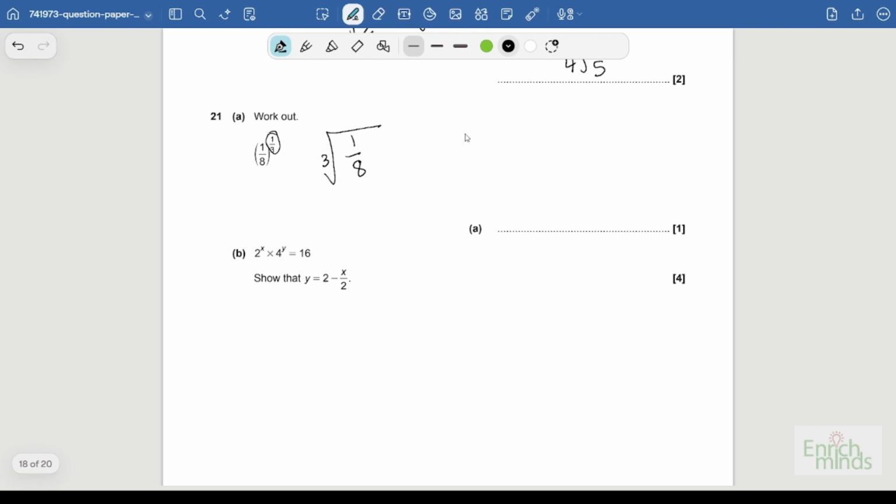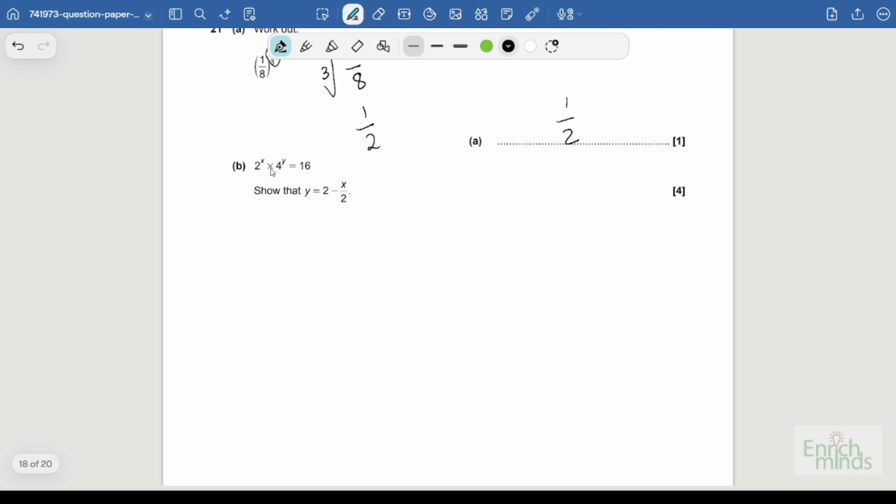Well, 8 is a cube number. You get it by 2 times 2 times 2 gives you 8. So the cube root of 1 over 8 has to be 1 over 2 because 1 over 2 times 1 over 2 times 1 over 2 gives you 1 over 8. The answer is one half.